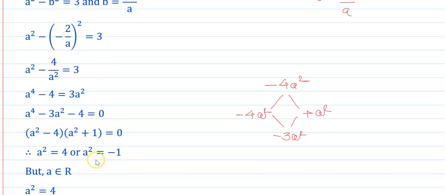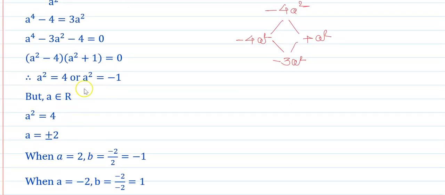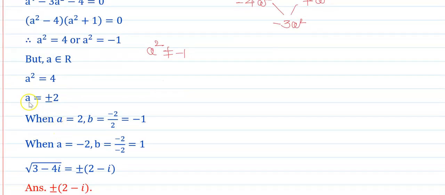But a and b are real numbers, therefore the square of a real number is always positive, and therefore a square is equal to minus 1 is not possible. And therefore we take a square is equal to 4. Okay, taking the square root on both sides, then you will get a is equal to plus or minus 2.